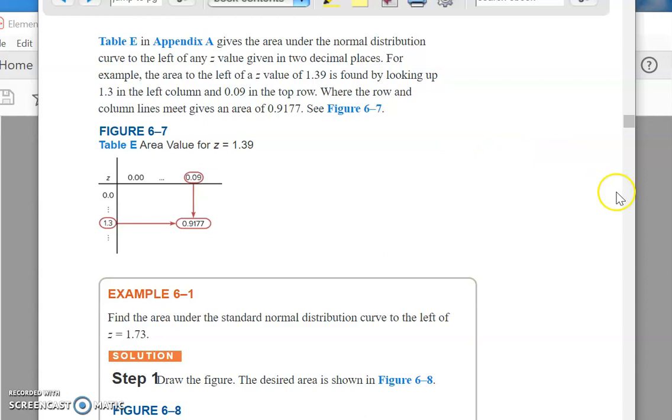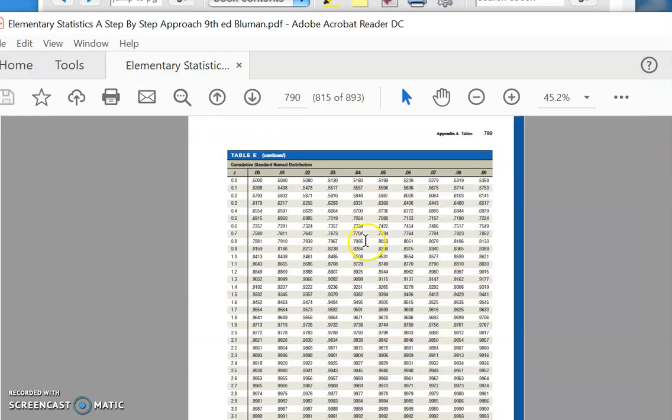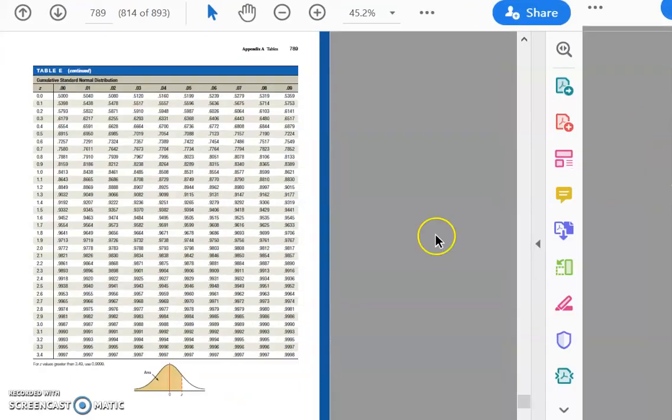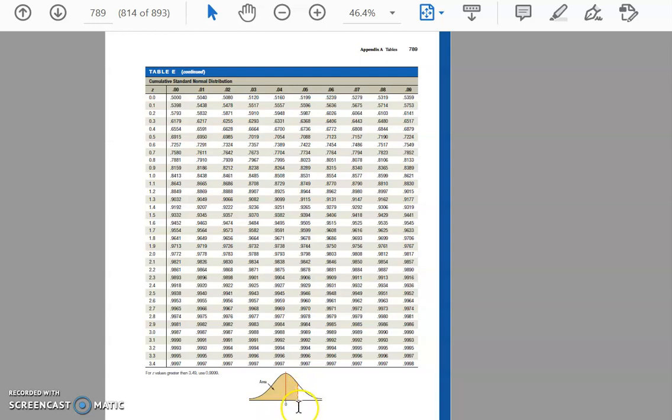So what that's telling you is that the area to the left of 1.39, that area right there, is 0.9177. So if that corresponded to something, and you're interested in probabilities, what you say is, well, that's a 91 point something percent probability of being to the left. So that's how you use the tables.